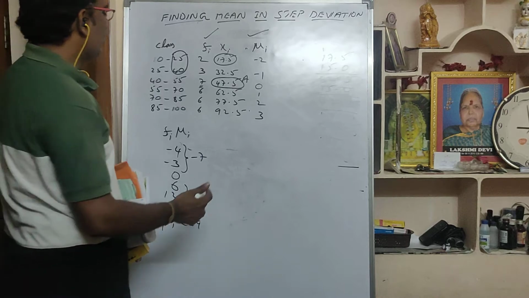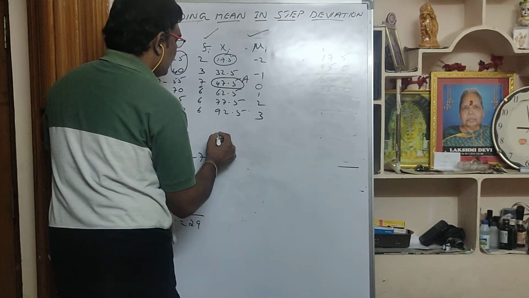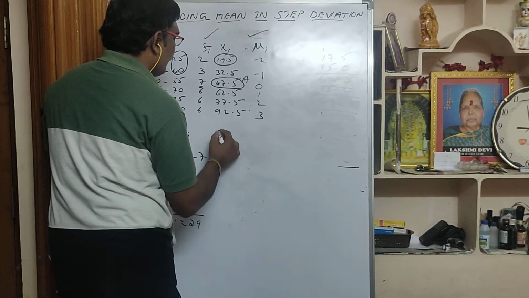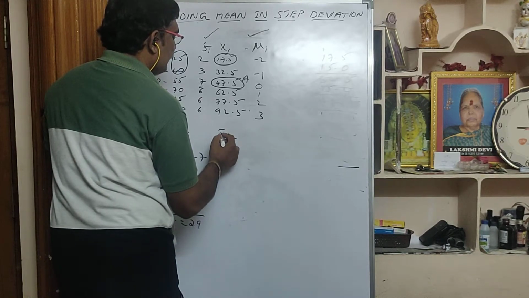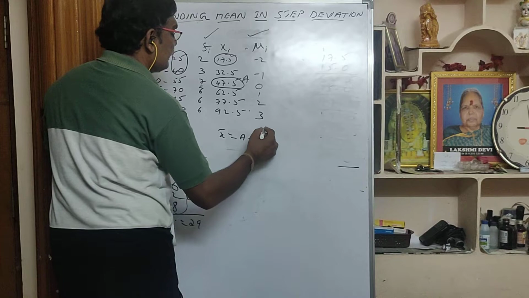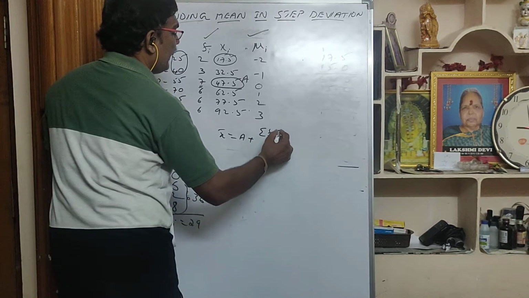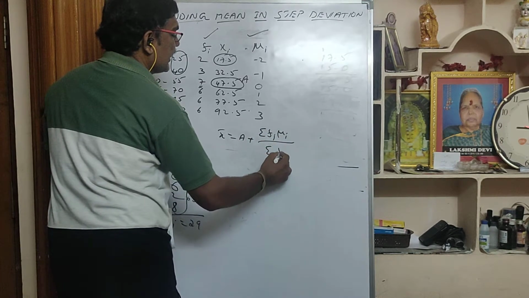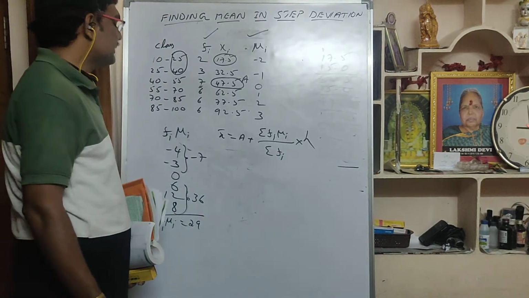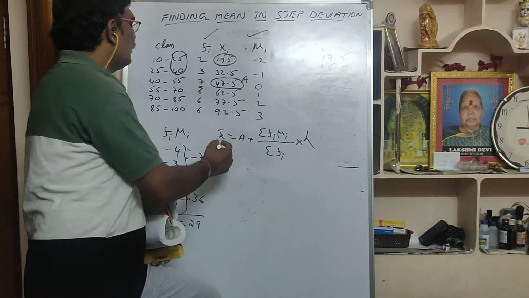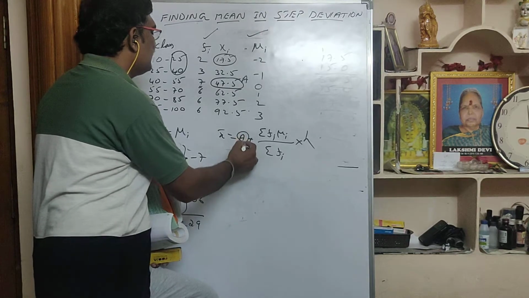Okay. Now the formula is important. For the step deviation method, the formula for the mean is: x bar, meaning mean, equals a plus sigma fi ui by sigma fi, into h. This is the formula for the step deviation method. Now substitute in this one. What is a here?